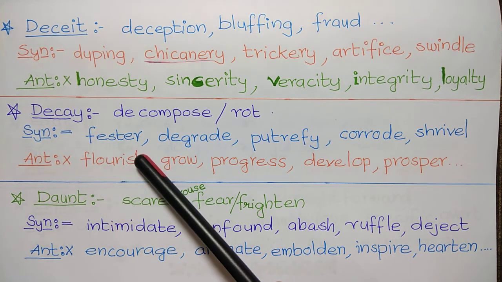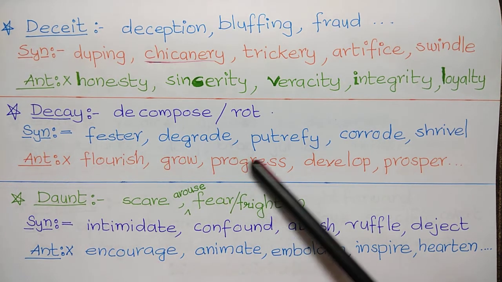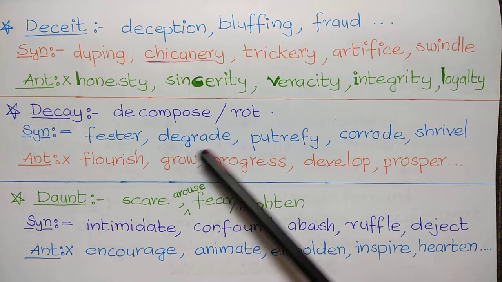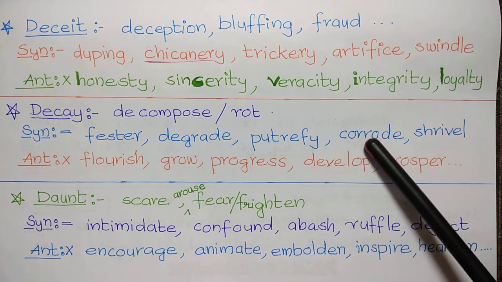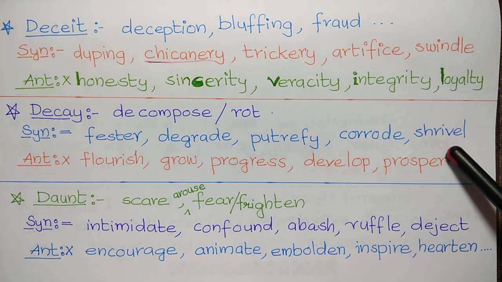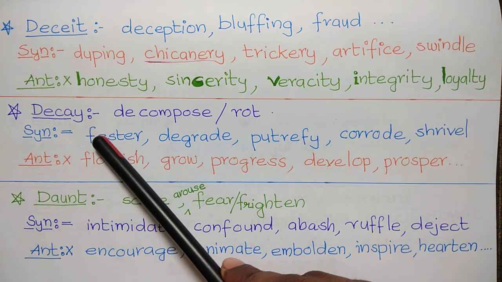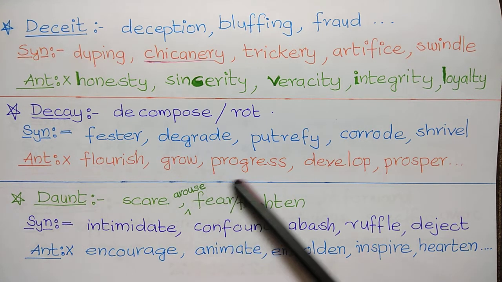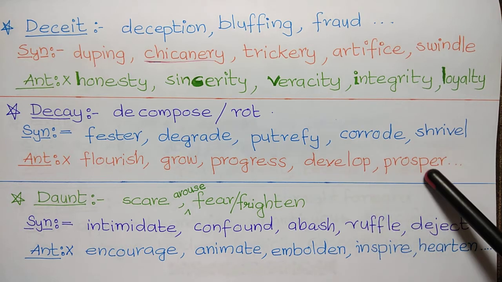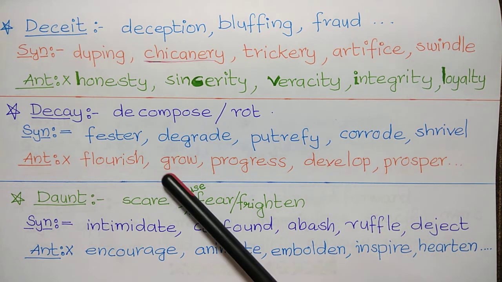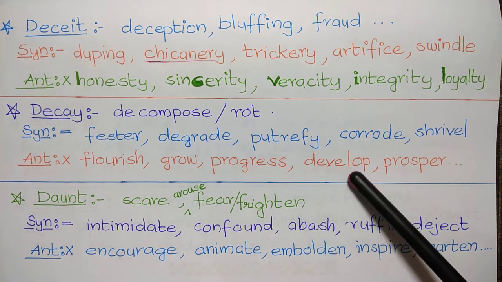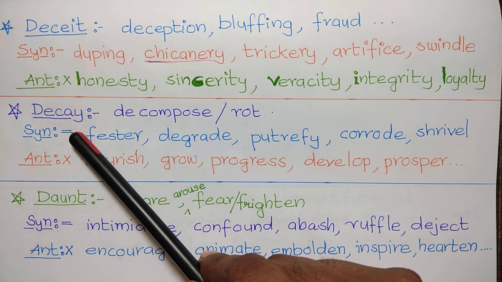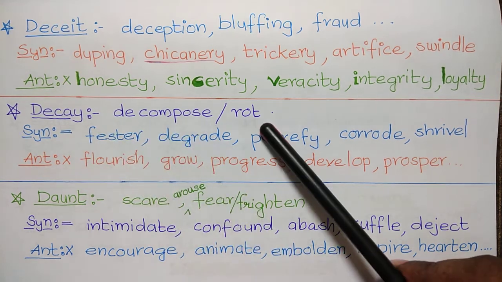Synonyms are fester, degrade, putrefy, corrode, shrivel. All these are synonyms of decay. Antonyms are flourish, grow, progress, develop, prosper. These are all antonyms of decay. That means decompose or rot.